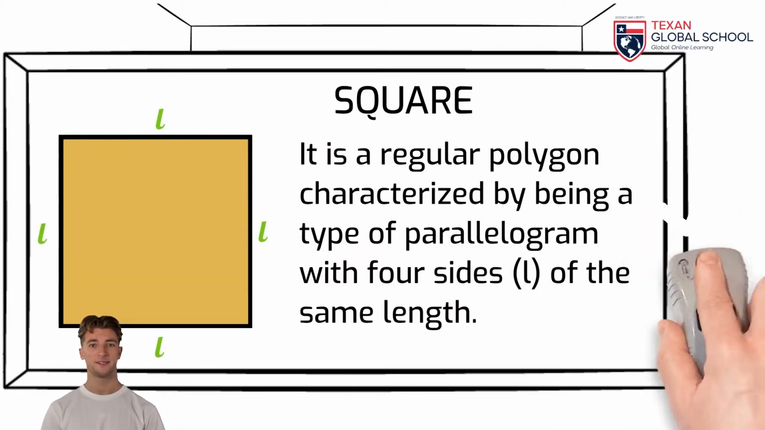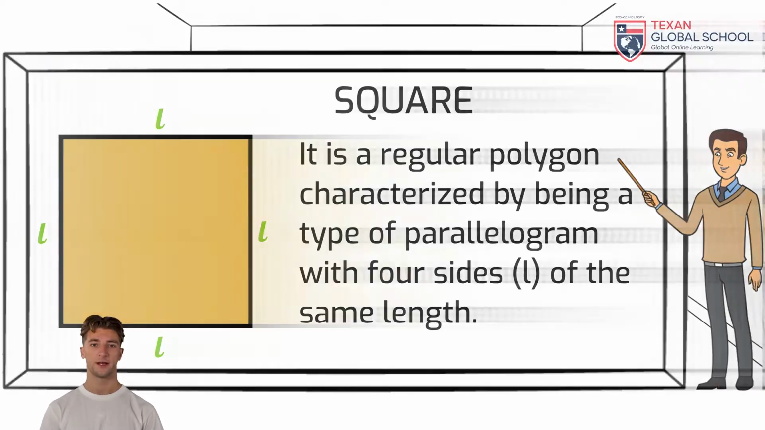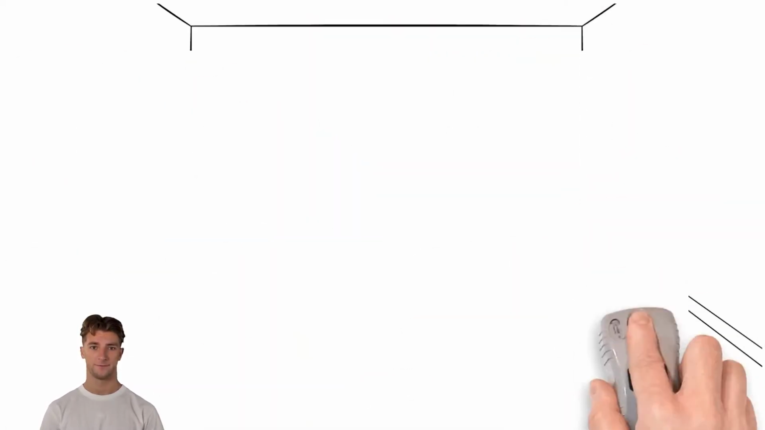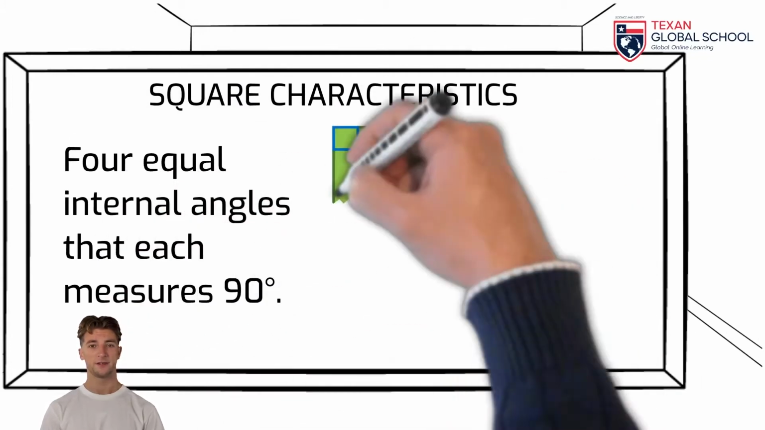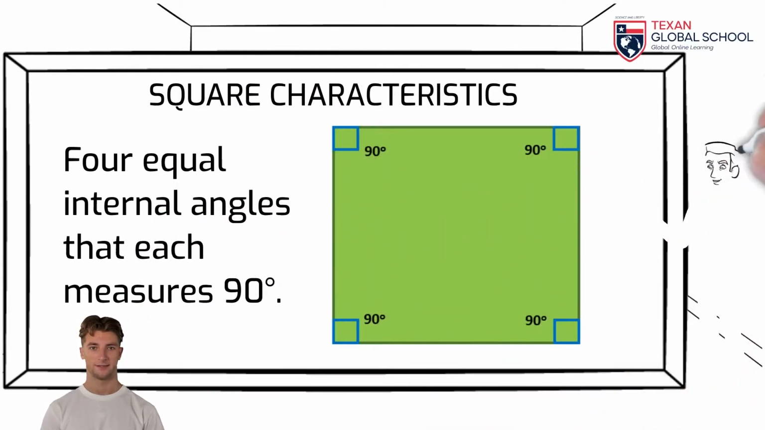One of the characteristics of the square is that its four internal angles are equal. Also, each one is a right angle. That is, each of its angles measures 90 degrees.